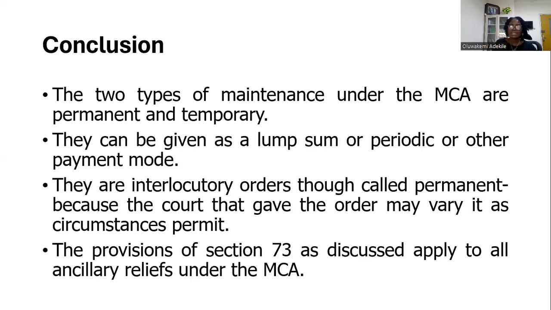In conclusion, therefore, we can say that there are two types of maintenance under the MCA, the permanent and the temporary, and they can be given as lump sum or periodic payment. They are interlocutory orders, though called permanent, because the court that gave the order has the power to vary it as the circumstances of the case may determine, upon application before the court. The provisions of Section 3, as discussed above, regarding the ways that the order may be interfered with, apply to the ancillary reliefs under the Matrimonial Causes Act.